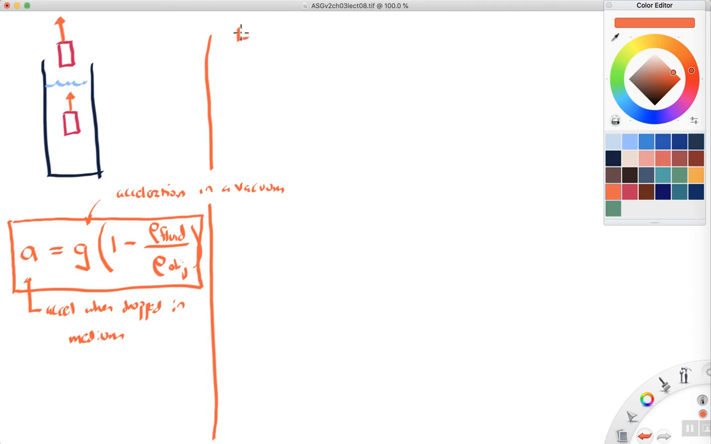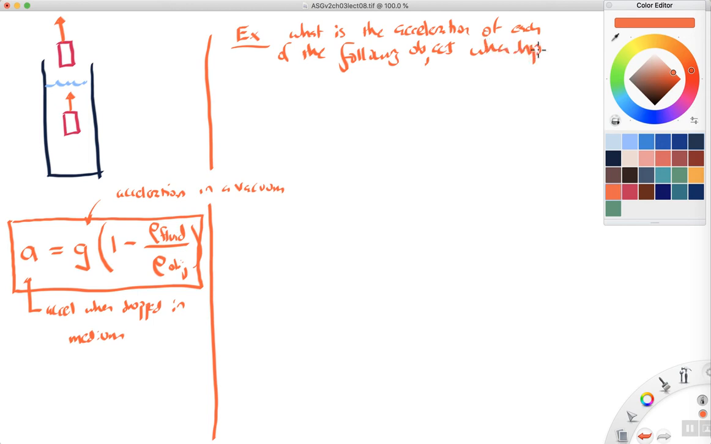Okay, so let's do a couple of example problems. So here's some examples. What is the acceleration of each of the following objects when dropped? Okay, so let's suppose that we drop an object made of zinc. And the specific, so here's the material.